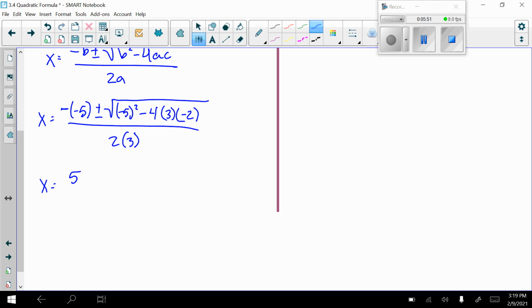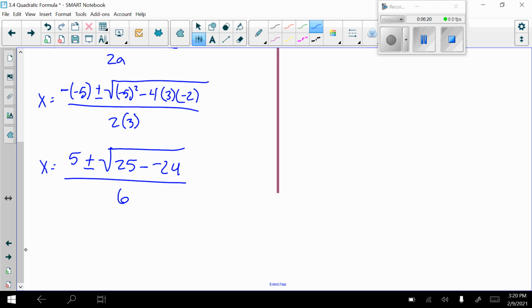-5 is 5, plus or minus the square root of -5 squared, that's 25, minus 4 times 3 times -2. If you just want to put all that in a calculator, go for it. 4 times 3 is 12, and 12 times -2 is -24. So it's minus a -24. And then that's all over 2 times 3, which is 6.